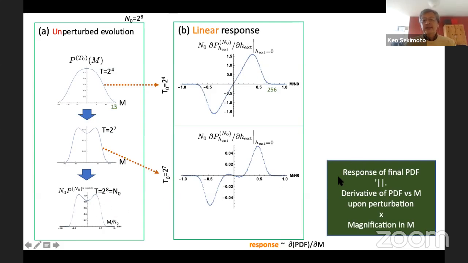In fact, this response of the final probability distribution function is a kind of derivative of the probability distribution function versus the number of frozen magnetization at the time of the perturbation. But the horizontal axis is magnified enormously at the final distribution because of the memory and evolution.